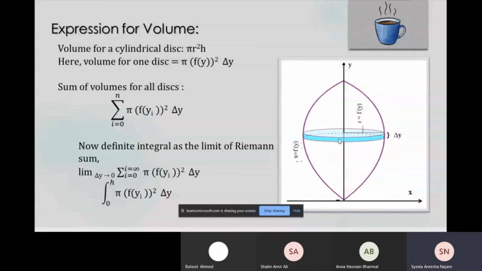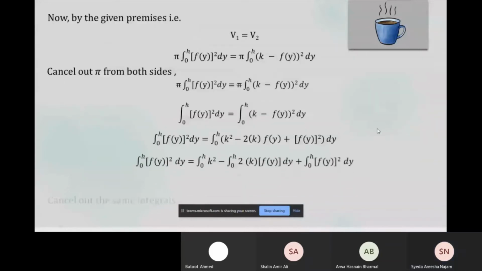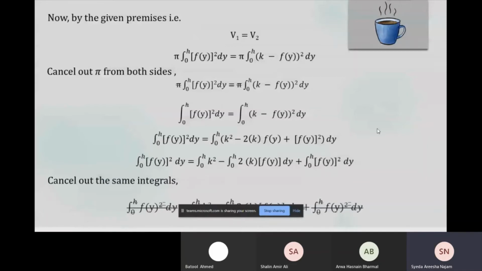Now, by the second framework definition, we know that V1 is equal to V2, that is, the volume of cup A is equal to the volume of cup B. We see that by some mathematical manipulation, by cancelling out pi and expanding the whole square formula, we ended up cancelling out the same integrals. And then we get this.